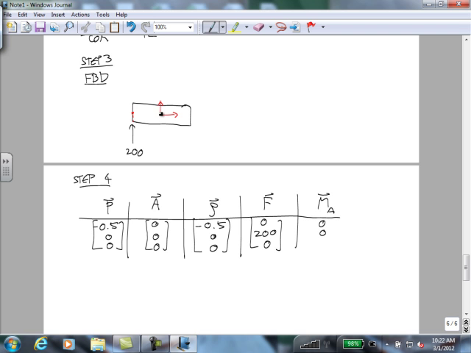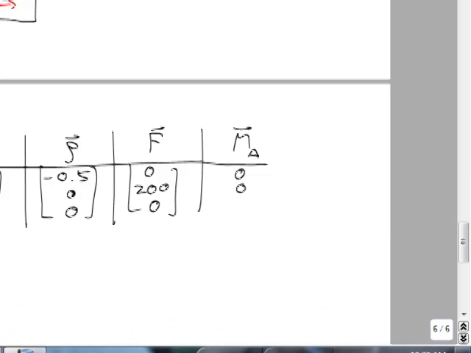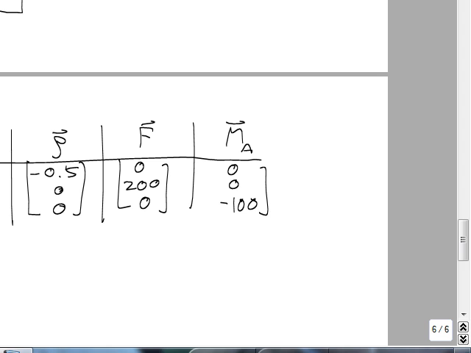Does that sign make sense with your intuition? You can think about it two ways. One is with the right-hand rule. That moment is producing a clockwise rotation, right? So it makes sense that would be in the negative z-axis. You can also think of it as clockwise is negative, counterclockwise is positive. Okay, so that all checks out.